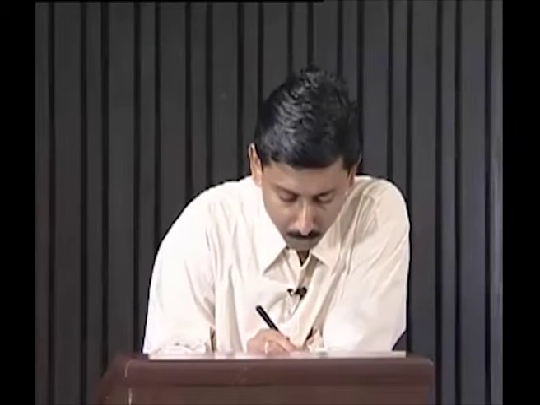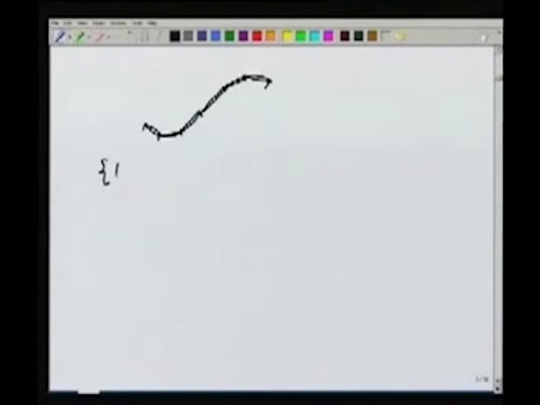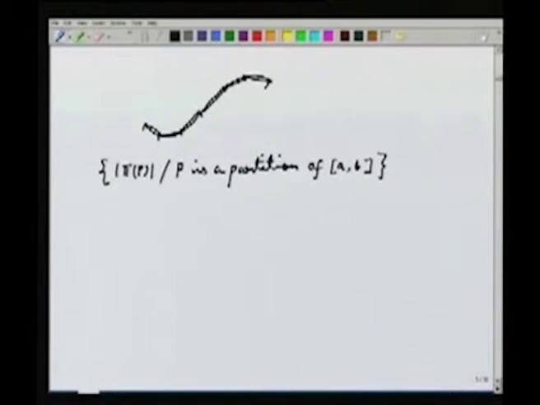That is, I am now going to look at this set, that is mod pi p, where p varies over partitions. P is a partition of the closed interval AB. I want to look at this set. This is a collection of numbers. Somehow I feel that if I can get hold of the supremum of that set, that perhaps should be called the length of the curve. The question is, why should the supremum exist?